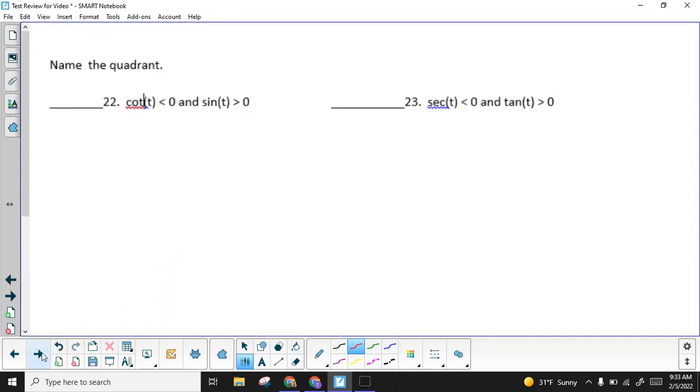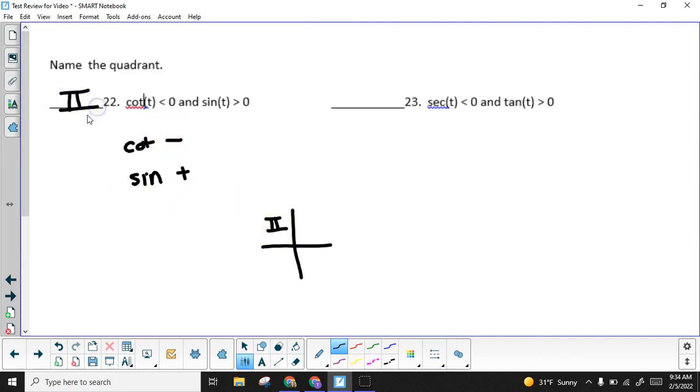All right, finishing this up, name the quadrant. Number 22, the cotangent of t is less than 0, and the sine of t is greater than 0. Okay, so this means cotangent is negative and sine is positive. So we are looking for which quadrants. Well, sine is positive in quadrants 1 and 2. In the first quadrant, everything is positive. So number 2 would be the place where our sine would be positive, but our cotangent is going to be negative.